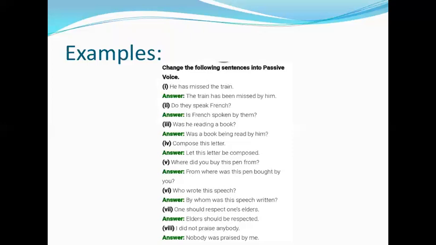Now the command sentence. Compose this letter. Let this letter be composed. Now questions with WH words. Where did you buy this pen from? From where was this pen bought by you? Who wrote this speech? By whom was this speech written?